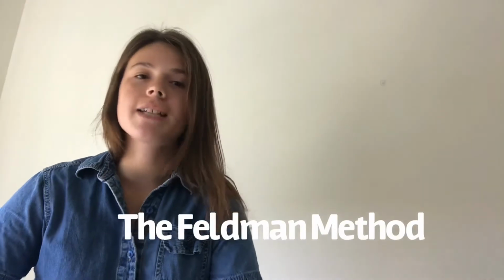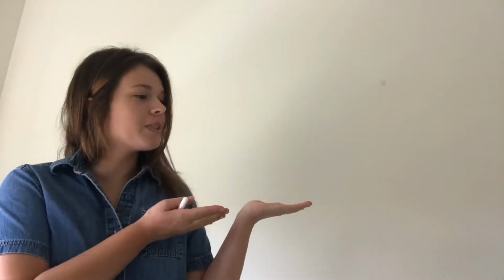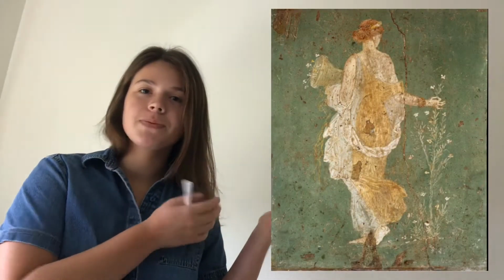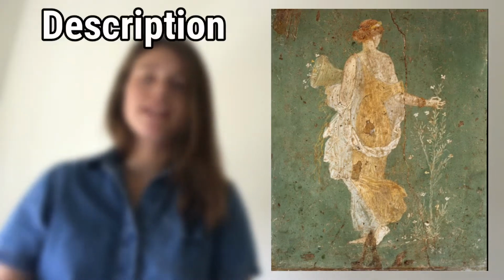So today we're supposed to use the Feldman Method in order to analyze a piece of Greek art, and I chose Maiden Gathering Flowers. First part of the Feldman Method is description.